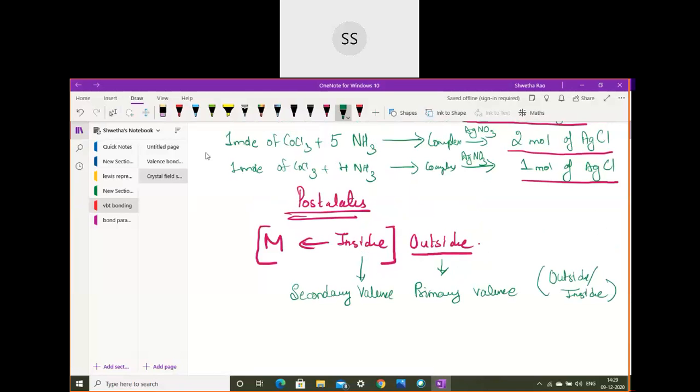Now, from this experiment, can we deduce how many ions are present outside, and can we write the complex from this experimental data? See here, this one: CoCl3 and 4 moles of NH3. From here we know that only 1 mole of AgCl has precipitated out. That means what?